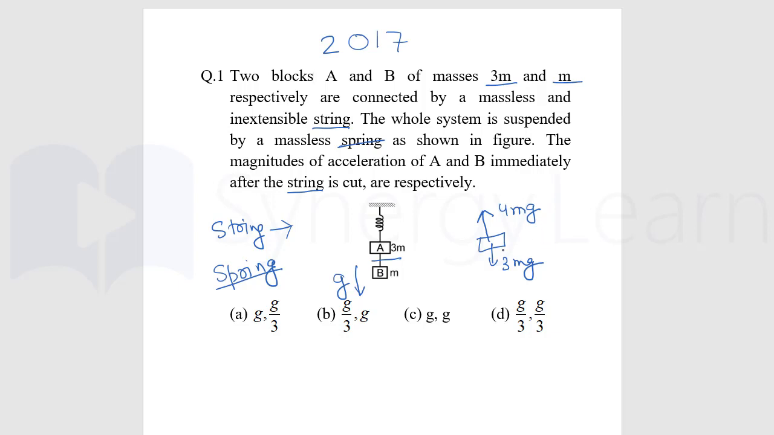So the net force on the block is in the upward direction with value mg, and therefore the acceleration of the block will be equal to mg divided by 3m, which is equal to g by 3. So the second option, g by 3 and g, is correct: g by 3 for block A and g for block B.